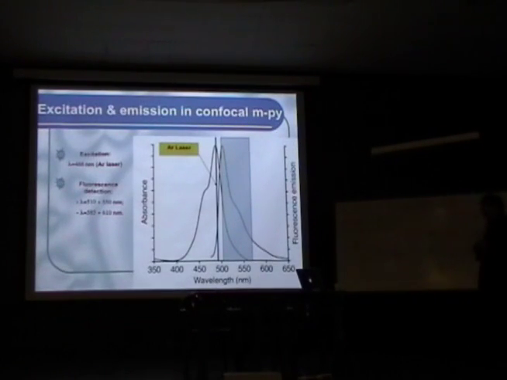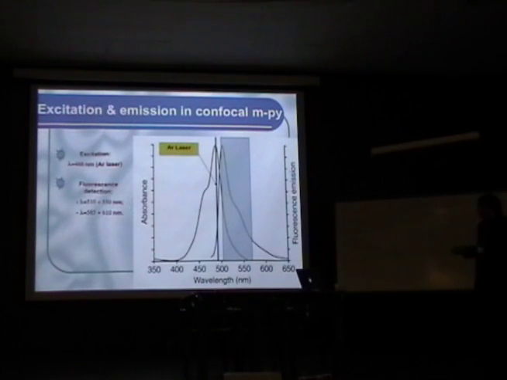Again, just like in fluorescence microscopy, in fluorescence confocal microscopy one utilizes chromophores, and the excitation is typically done using laser beams. By using fluorescence filters, interference filters, one can separate the excitation light from the fluorescence light.